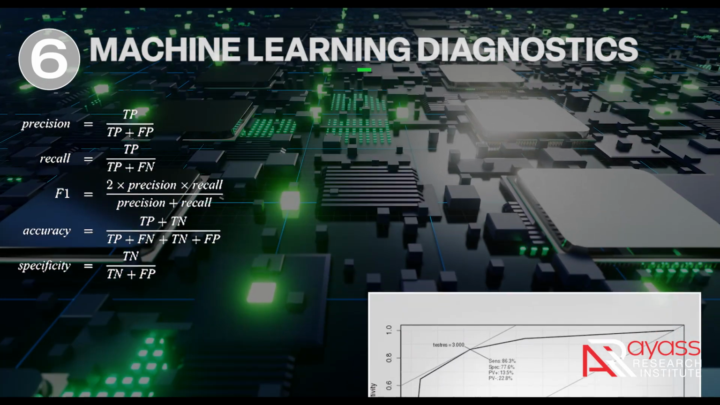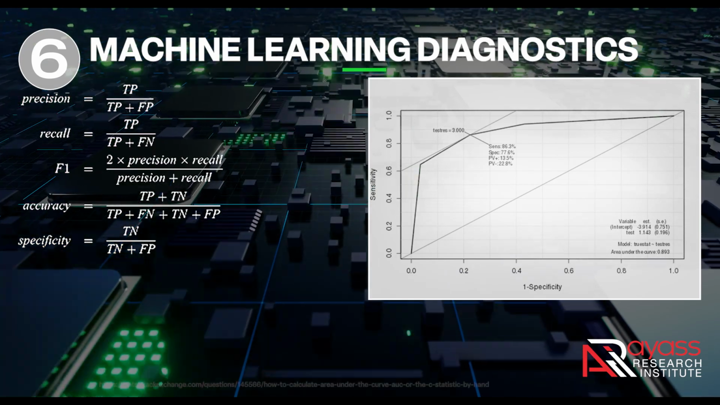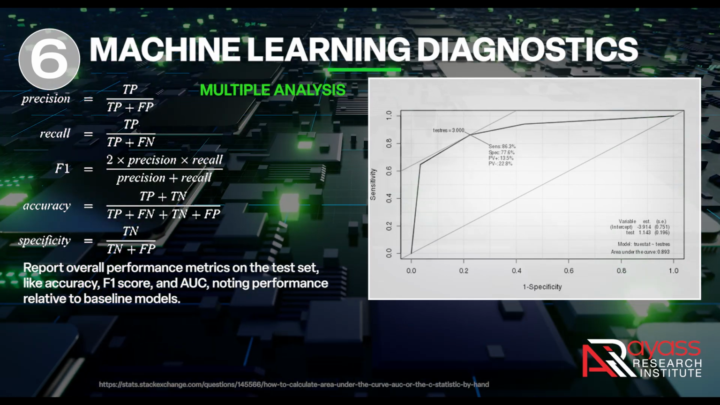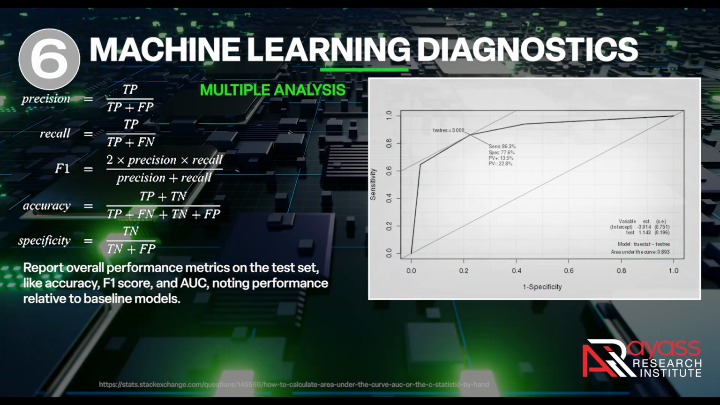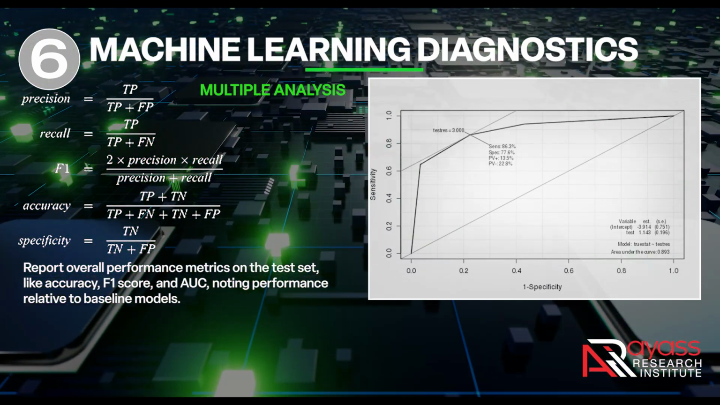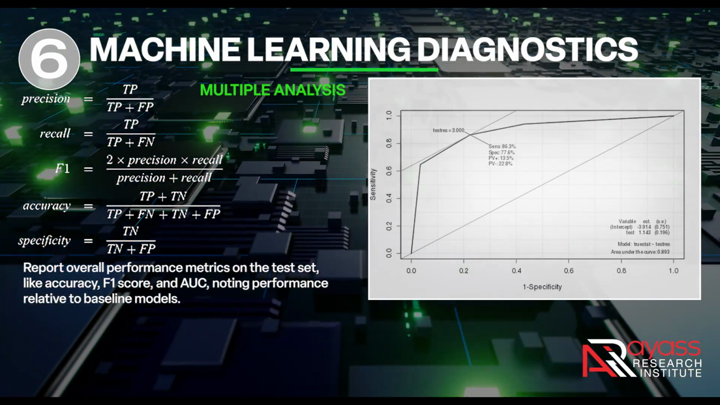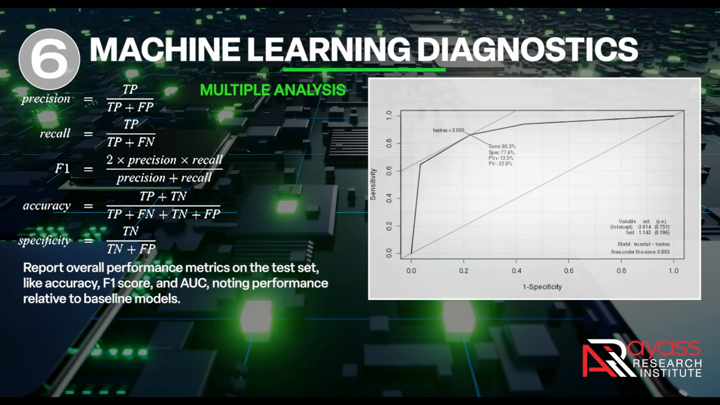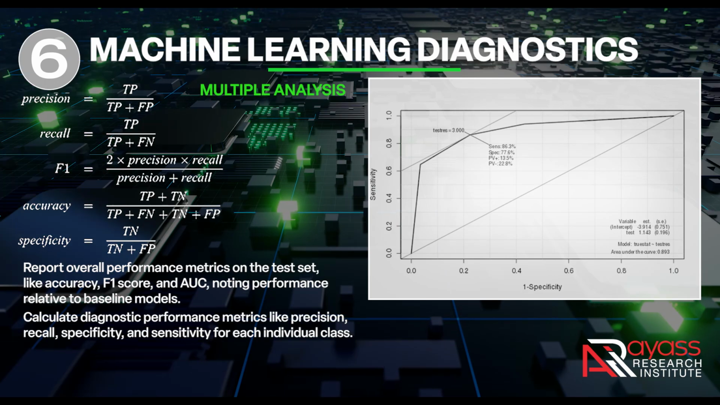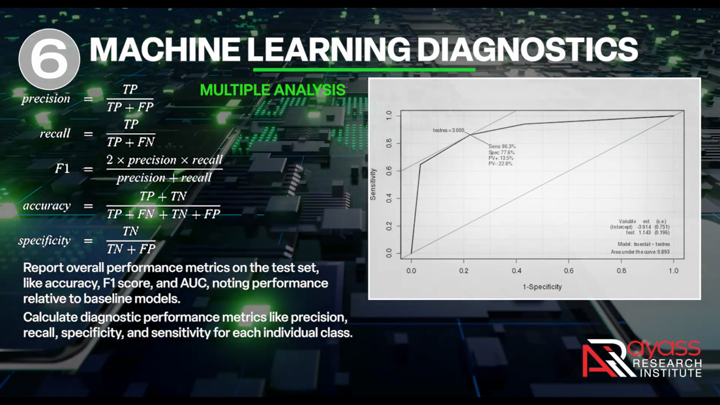Thoroughly evaluating the accuracy of machine learning classifiers for transcriptomic disease diagnosis involves multiple analyses. First, we report overall performance metrics on the test set, like accuracy, F420 score, and AUC, noting performance relative to baseline models. Looking at the confusion matrix can reveal which classes are commonly misclassified and why. And we can calculate diagnostic performance metrics like precision, recall, specificity, and sensitivity for each individual class.